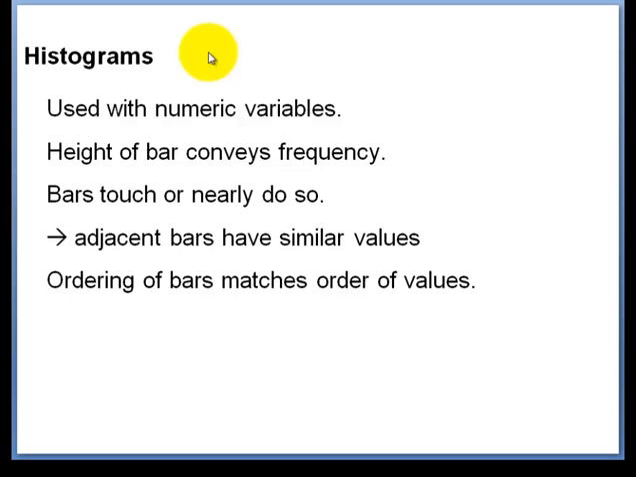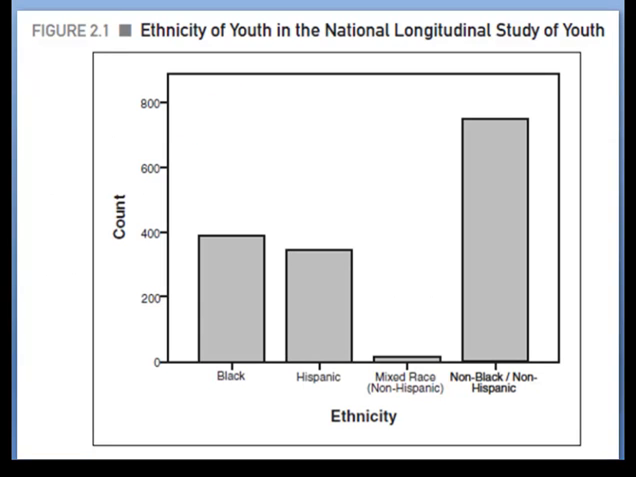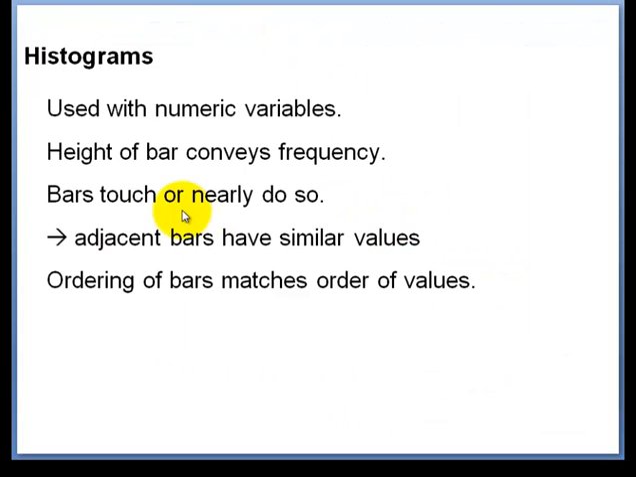In the bar chart, it's characteristic that bars are separated physically in space. So, glancing back at this bar chart, the bars do not touch one another, nor do they come extremely close to doing so. On the other hand, in the histogram, bars touch or nearly do so. And the near touching of the bars is conveying visually that adjacent bars have similar values. The ordering of the bars in the histogram matches the order of the values that the bars convey.